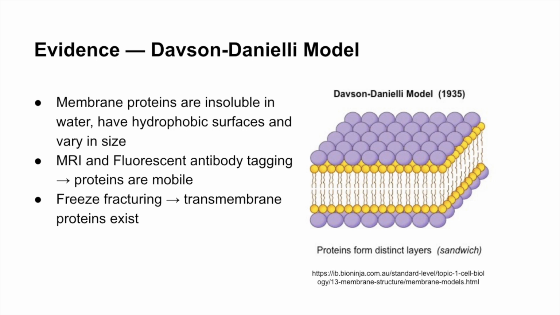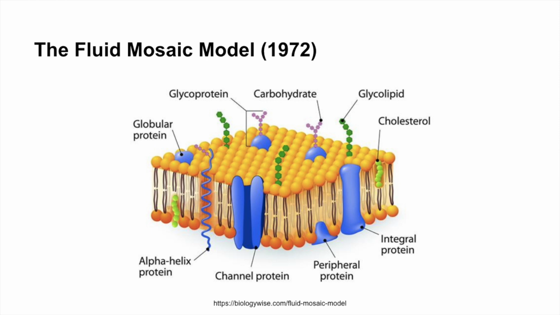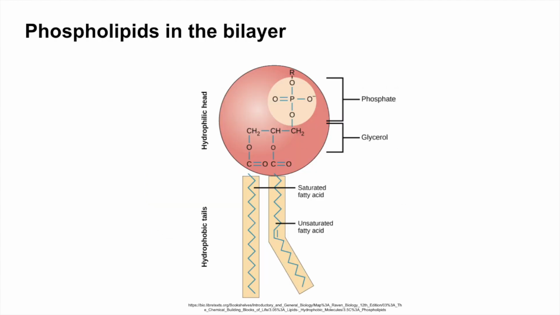First, it was found that membrane proteins are insoluble in water, have hydrophobic substances, and vary in size. Second, using MRI and fluorescent antibody tagging, it was found that proteins are mobile, so the formation of a static layer would be impossible. Lastly, using freeze fracturing, it was found that transmembrane proteins exist. So, in 1972, Seymour Singer and Garth Nicolson addressed the problems of the Davson-Danielli model and created the fluid mosaic model.